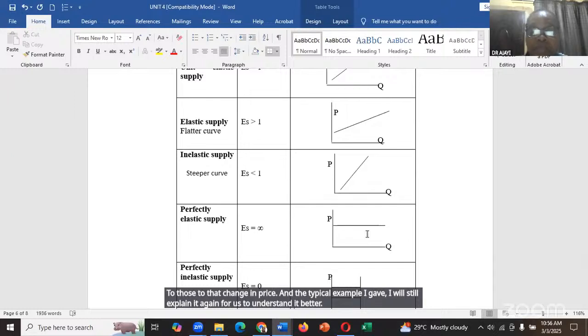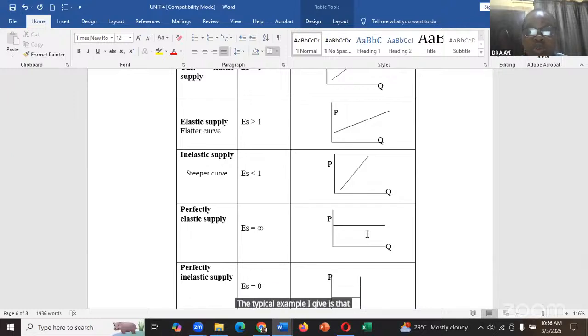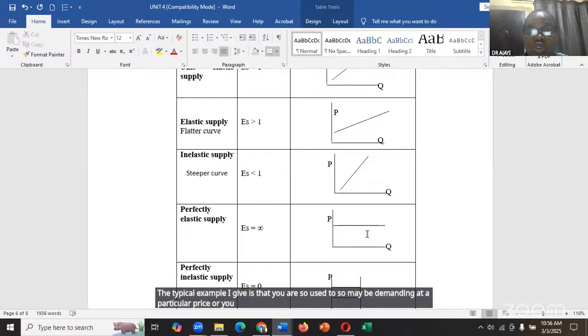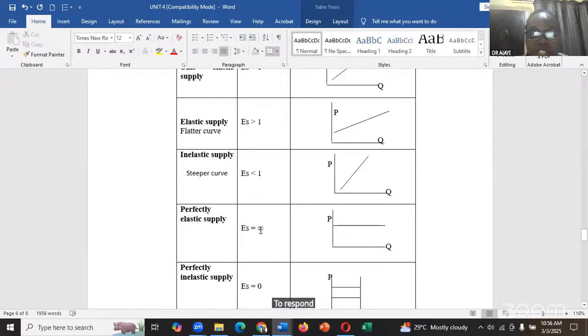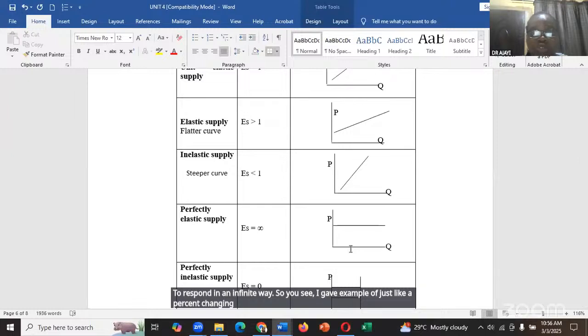The typical example I gave is that you are so used to maybe demanding at a particular price, or you are so used to supplying at a particular price, but any change or any little or marginal deviation from that price that you are used to will make quantity supplied respond in an infinite way. So you see, I gave an example of just a percent change in price leading to maybe more than 50% or 100% or over 100% response in the quantity supplied.